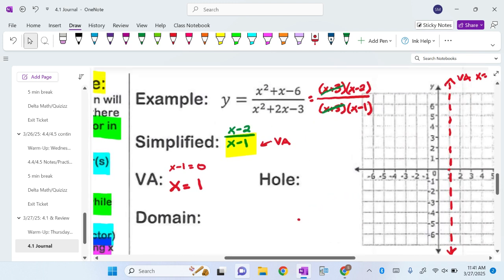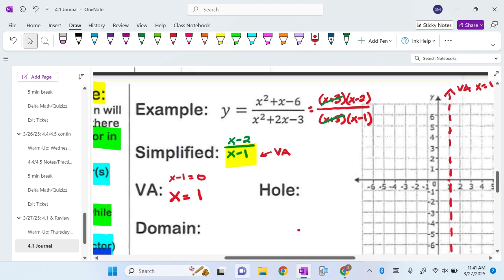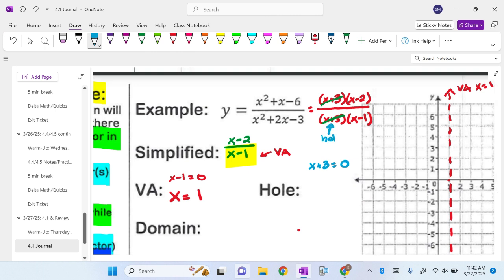So let's look back at this example. What factor did I cancel out from this example? X plus 3. Because that's the factor that we canceled out, that's what I'm going to set equal to 0 to get my hole. So the x value of the hole comes from that canceled out factor.